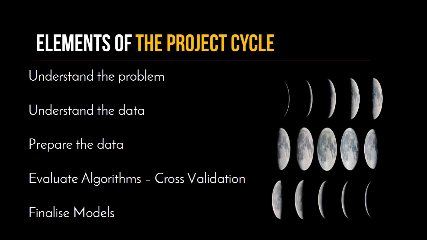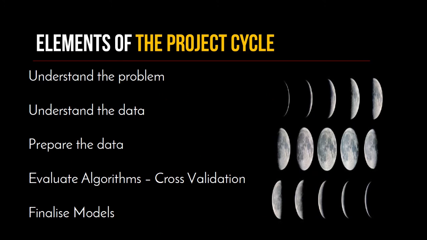So the first ground rule is the elements of the project cycle. So this was explained really well by Nailang and Will in the first talk. So I'm going to take this for granted that all of this has been done in each of the examples I specify. So the first thing, when we have a project, we're trying to understand the problem. What is it we're trying to achieve? And what is it we're trying to model?